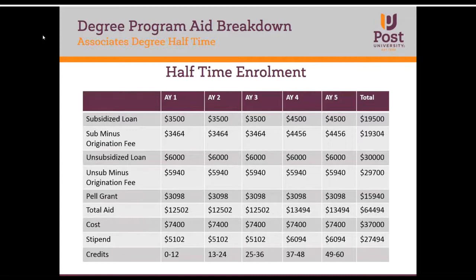Now, as you progress to the right, you can see as a student progresses, we've got the credits along the bottom, their loans increase, their Pell Grant, because it's not tied to credits, stays the same. Their amount of total aid increases as we go to the right. Their total stipends increase. And I think the most important thing we need to take out of this is that for a total of $64,494 in aid, only $37,000 of that's going to your education. The other $27,494 is being sent back to you in stipends.